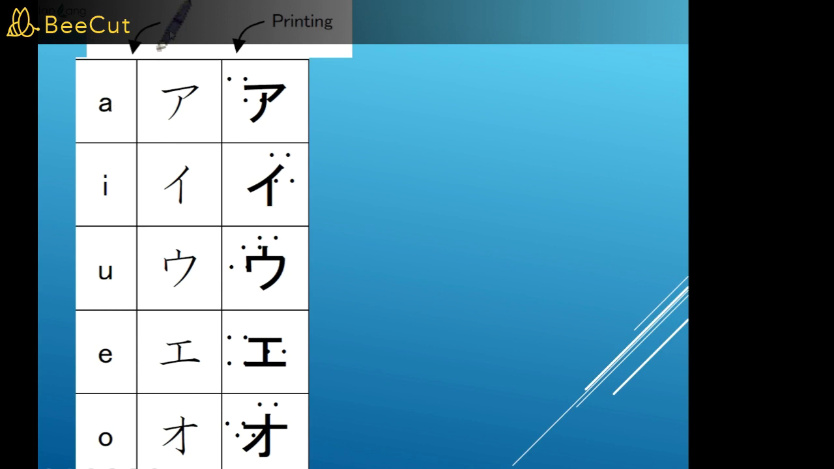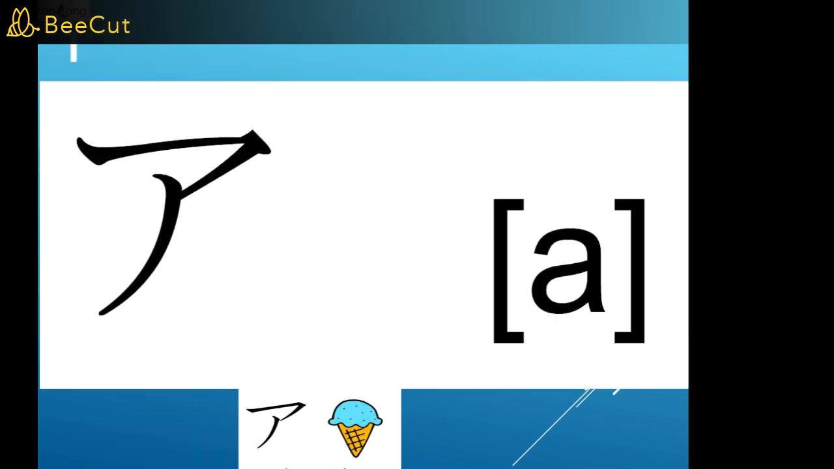You can see here, when you write by pen it looks something like this, and in print it looks like this. Don't get confused, there can be two variants. We start with a.